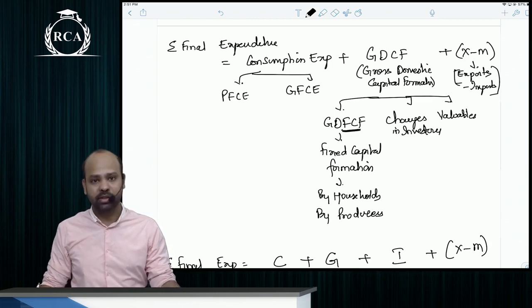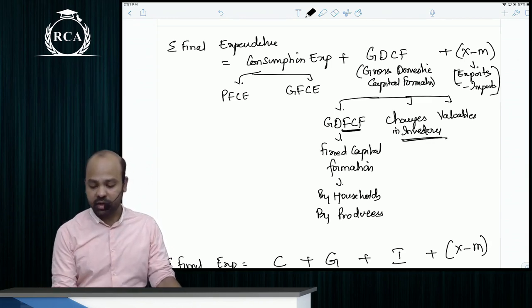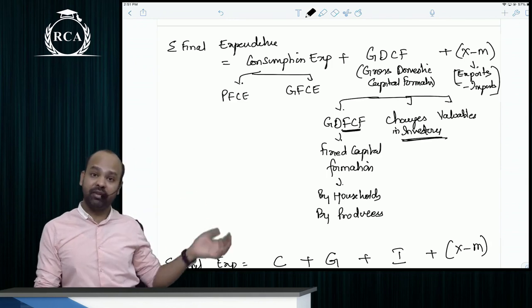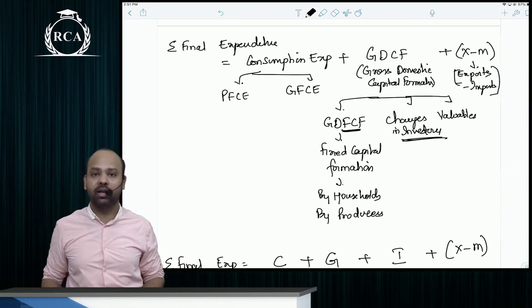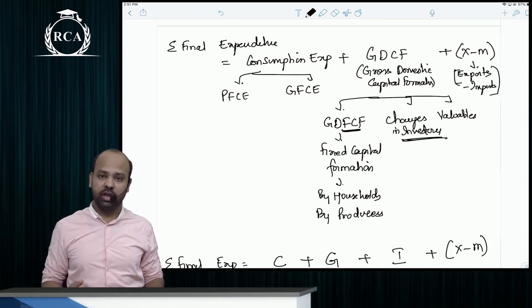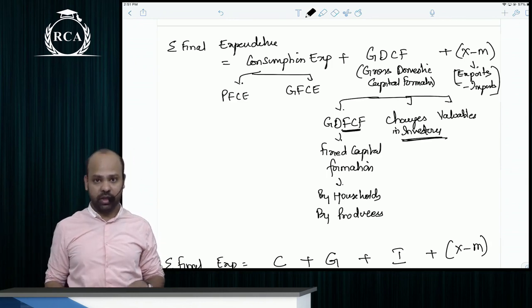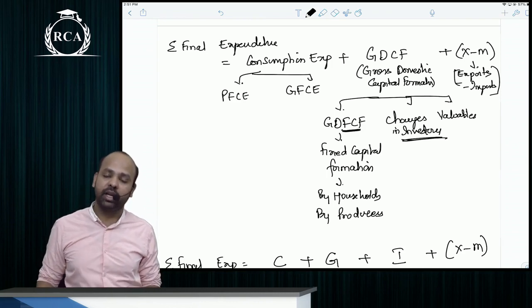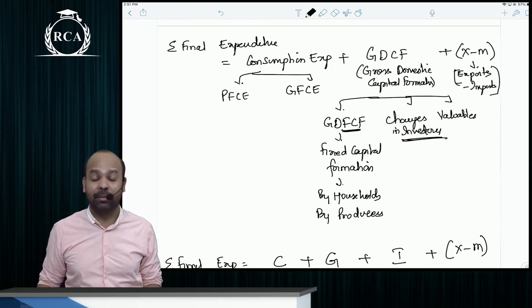You will have valuables, guys. Why are we taking changes in inventory, guys? Because when you take private final consumption expenditure, government final consumption expenditure, it will only match with sales. But we want what is produced during the year. That is why we'll have to take changes in inventory as well. So this comes under gross domestic capital formation.